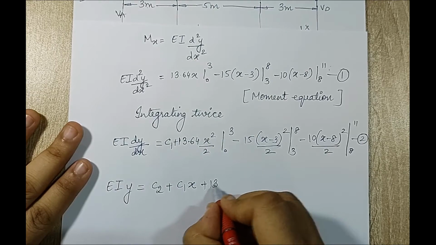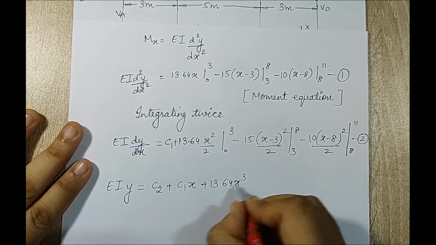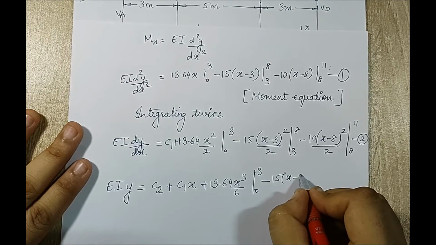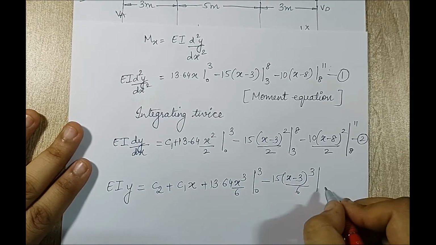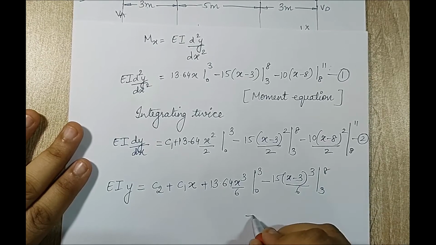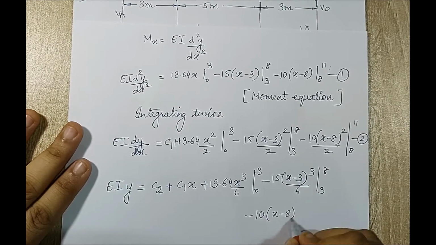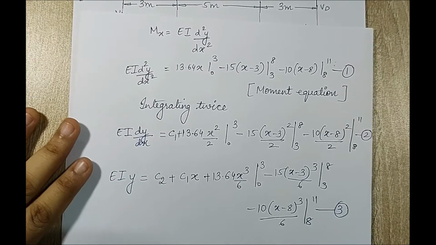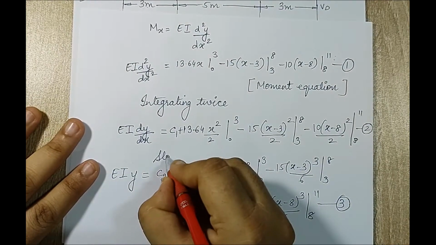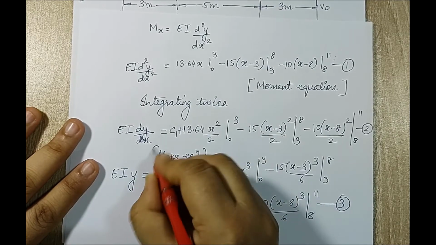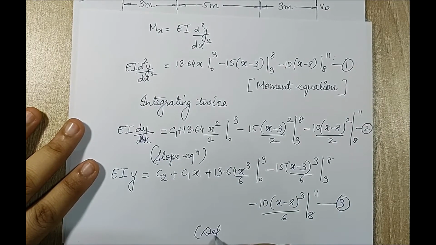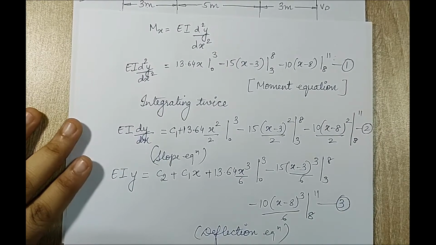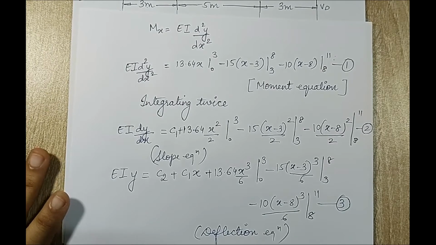This term becomes 13.64 x cube upon 6 from 0 to 3. The second term becomes 15 x minus 3 cube upon 6 from 3 to 8, and the third term becomes minus 10 into x minus 8 cube upon 6 from 8 to 11. This is my third equation. The second equation is my slope equation, and the third one is my deflection equation. So here are the three equations that I obtained.